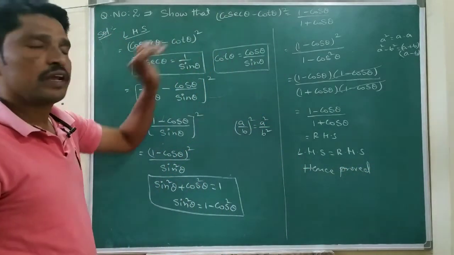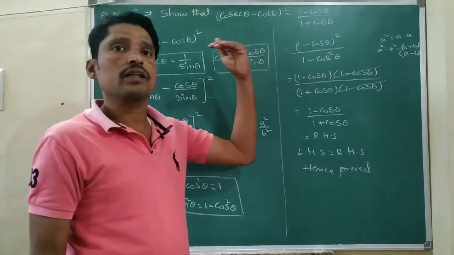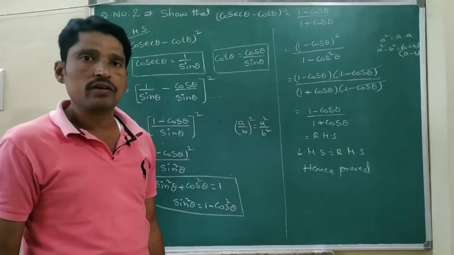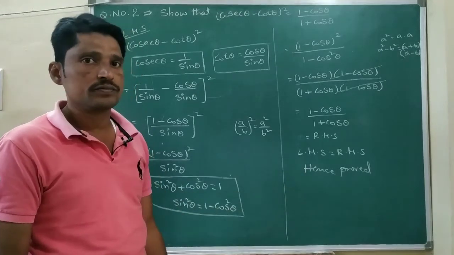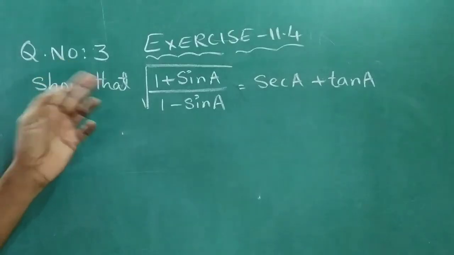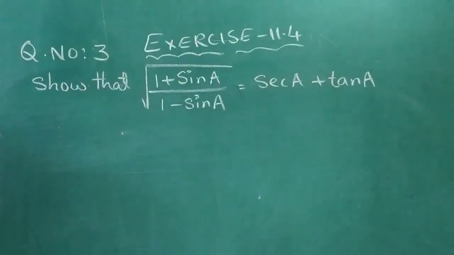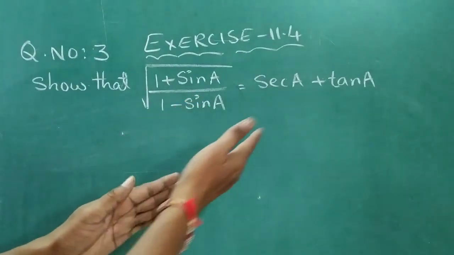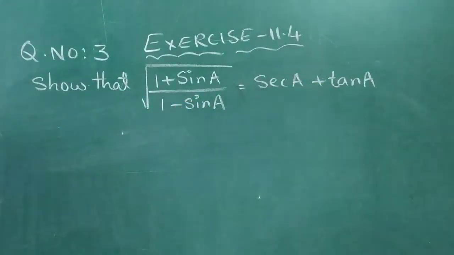So here cosec theta minus cot theta whole square equals 1 minus cos theta by 1 plus cos theta, we got it here. Question number 3. Show that under root 1 plus sin A by 1 minus sin A equals sec A plus tan A.